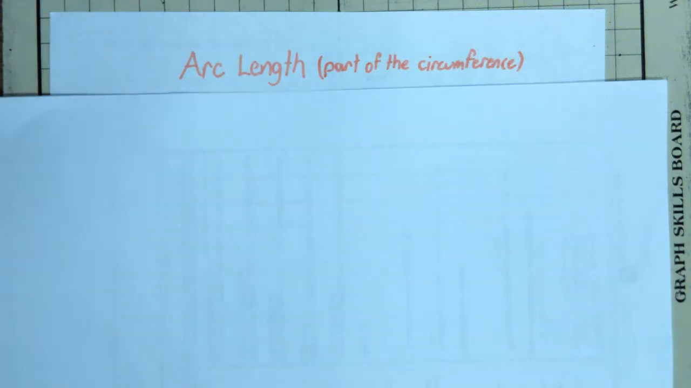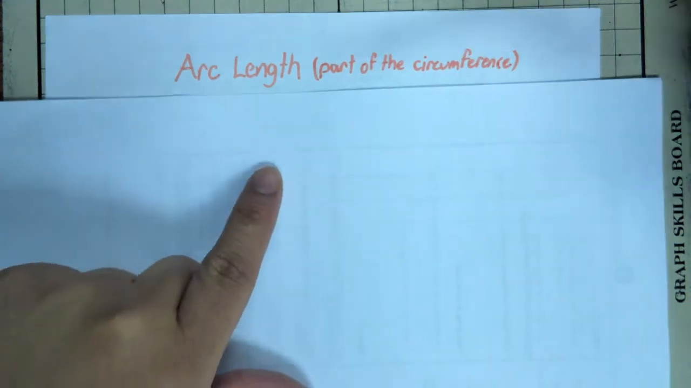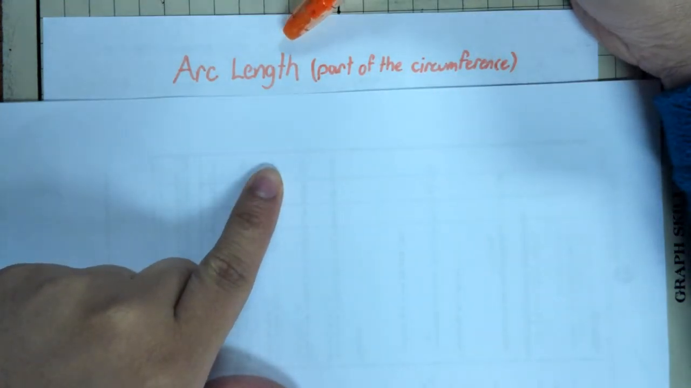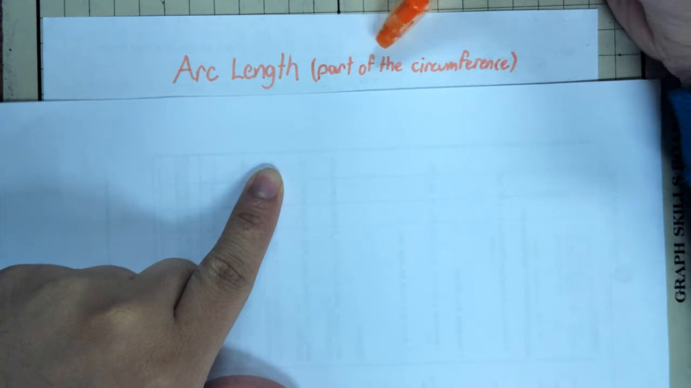Alright, in this video I will talk about arc length. In my previous video I talked about sector area, which is finding a part of the area, a small slice of the circle. Given the full area, what's that area of the small slice? So arc length is similar, but instead of area, now we're talking about part of the circumference.